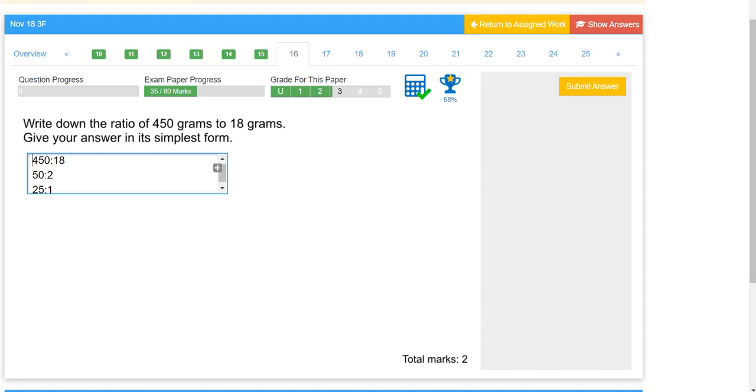Now, you might notice actually I could have just simply divided both sides by 18 to begin with. 450 divided by 18 would have got me there in one step. But there we go. I've written it in its simplest form.